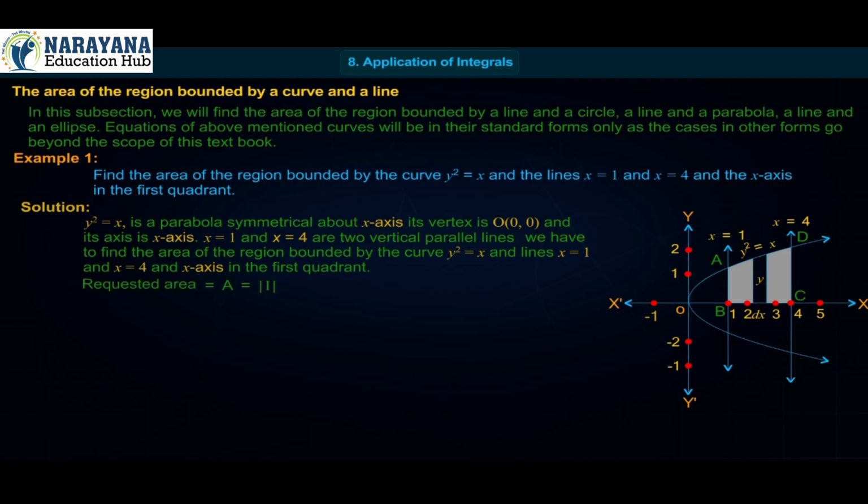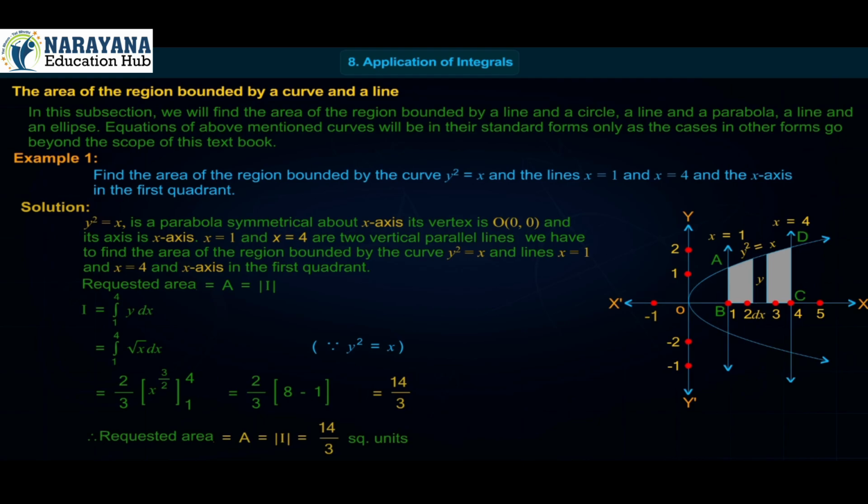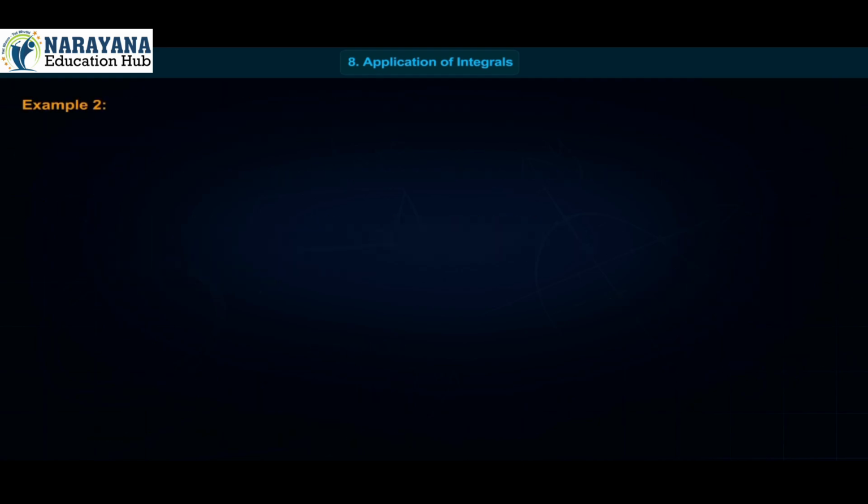Requested area is A is equal to modulus of I. I is equal to integration 1 to 4 y dx is equal to integration 1 to 4 square root of x dx, because y square is equal to x, is equal to 2 upon 3 into x raised to 3 upon 2, 1 to 4, is equal to 2 upon 3 into (8 minus 1) is equal to 14 upon 3. Therefore, requested area is A is equal to modulus of I is equal to 14 upon 3 square units.